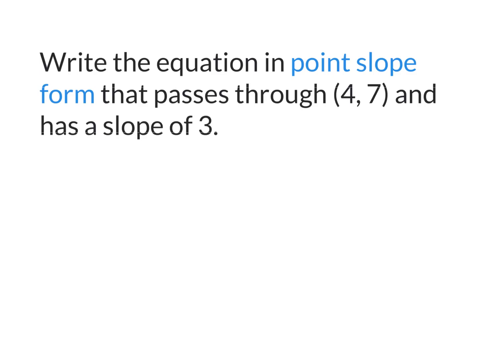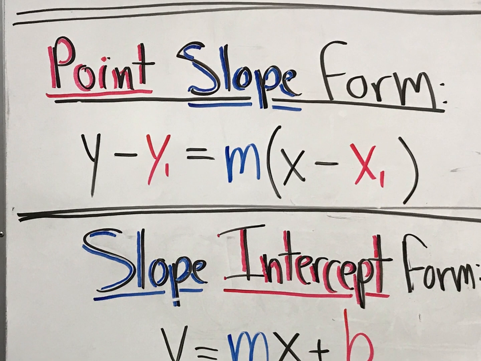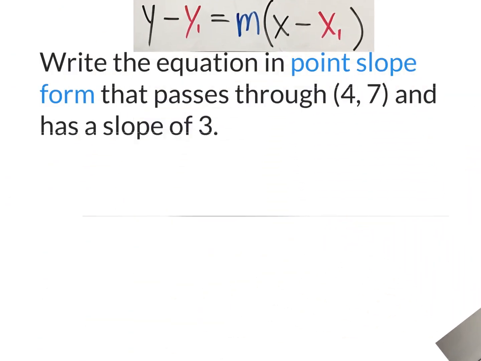So, picking up right where we left off, we're on this question. It says, write the equation in point slope form that passes through the point (4, 7) and has a slope of 3. So first, you need to remember what point slope form is, which is right here on the board. Point slope form is y minus y1 equals m parenthesis x minus x1. I'm going to cut that out so I could keep it right here on this page. So that's what we want it to look like.